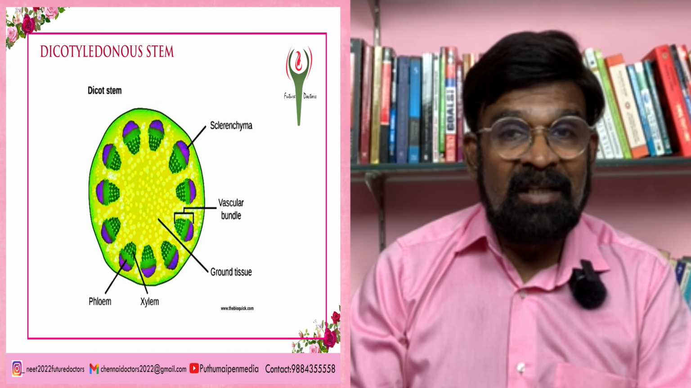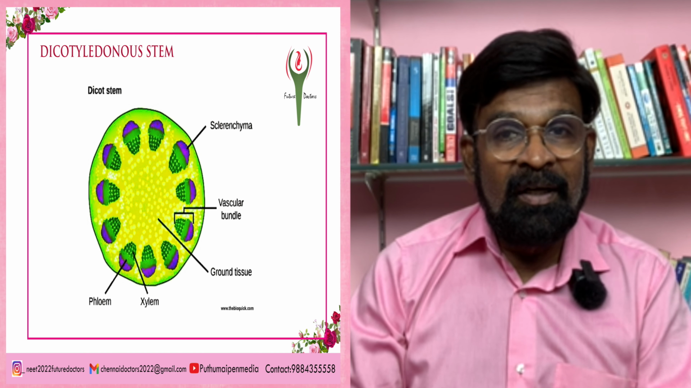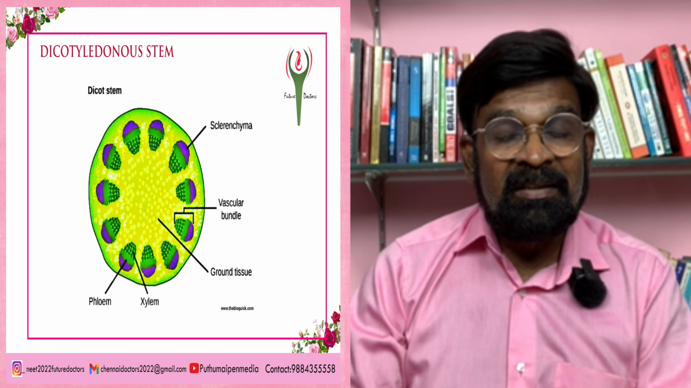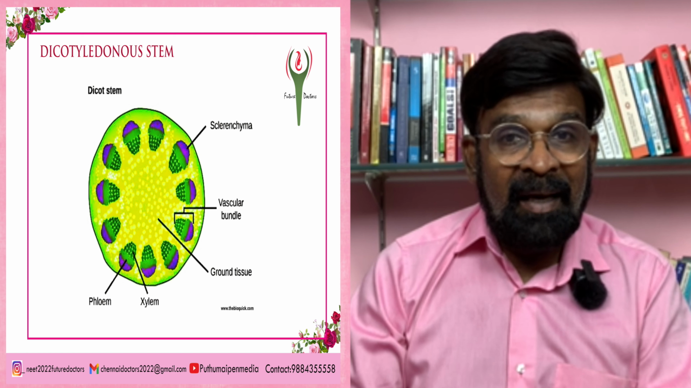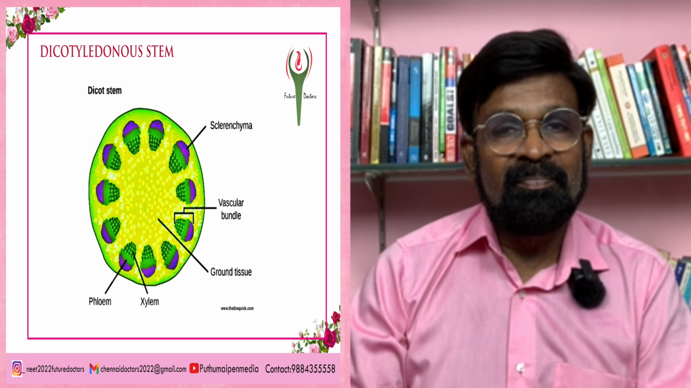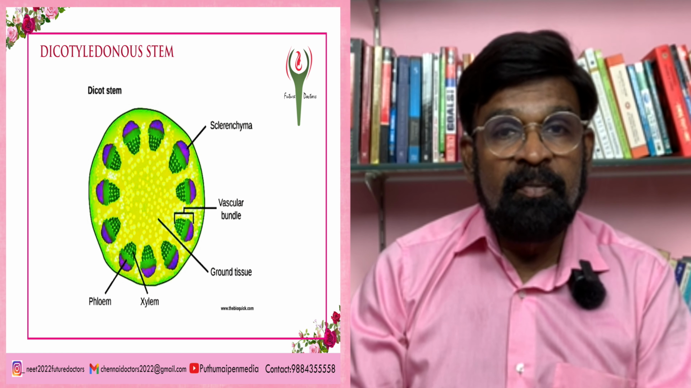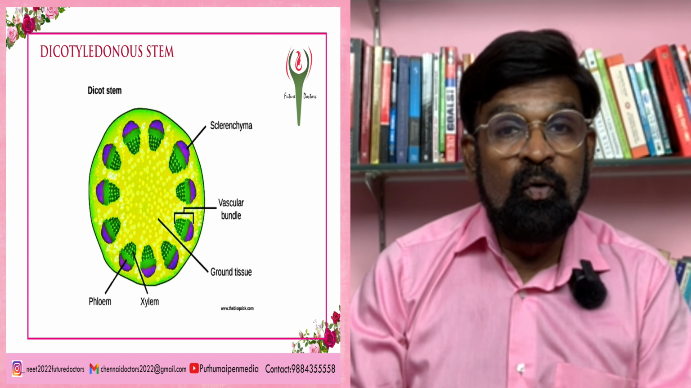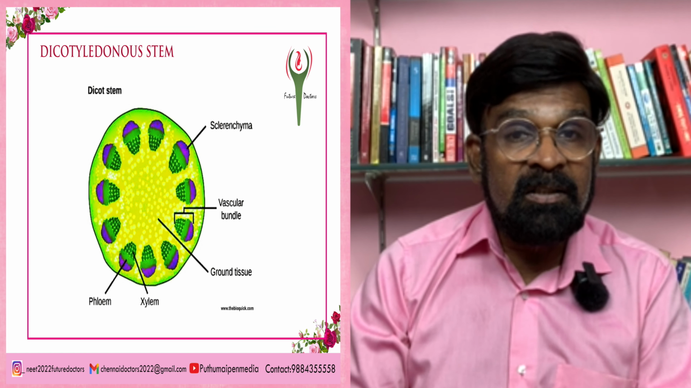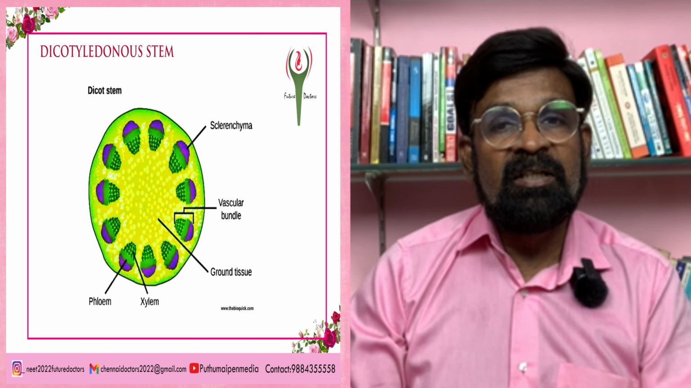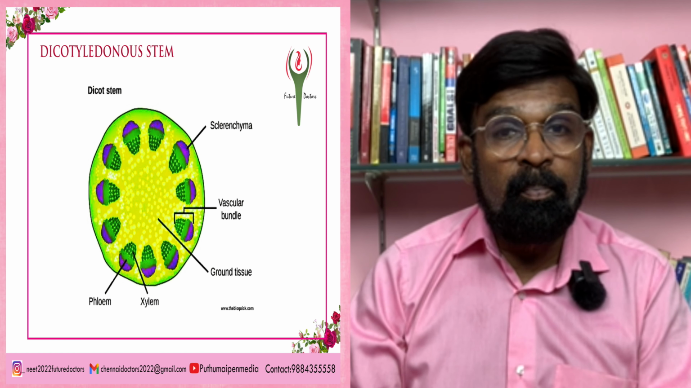Hypodermis. It is just below the epidermis, consisting of collenchymatous cells. The cells contain chloroplast. It provides mechanical strength to the stem. The cortex. It is located just below the hypodermis and consists of a few layers of parenchymatous cells. These cells have big intercellular spaces and may contain chloroplast.